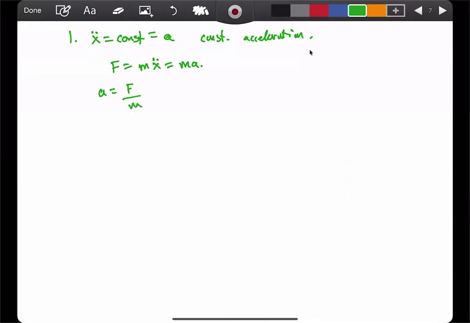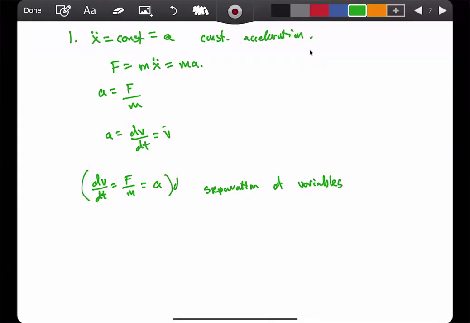Now, what do we know? We know by definition, my acceleration is also equal to my time rate of change of the velocity, which is the same thing as v dot. So from here, we can get dv/dt equal to F over m, which is simply equal to a. Now, to solve this first order differential equation, all we're going to do is use our separation of variables, where we're going to simply multiply both sides by dt.